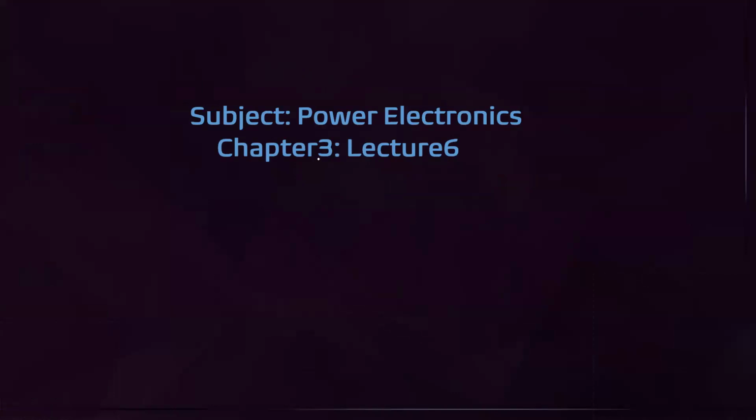Continuation of our electronics concepts. I'm discussing chapter 3. With respect to chapter 3, I'm starting lecture 6. With respect to choppers, in the previous session I gave some practice questions and the types of choppers based on quadrant operation: type A, type B, type C, type D and type E chopper. Okay.